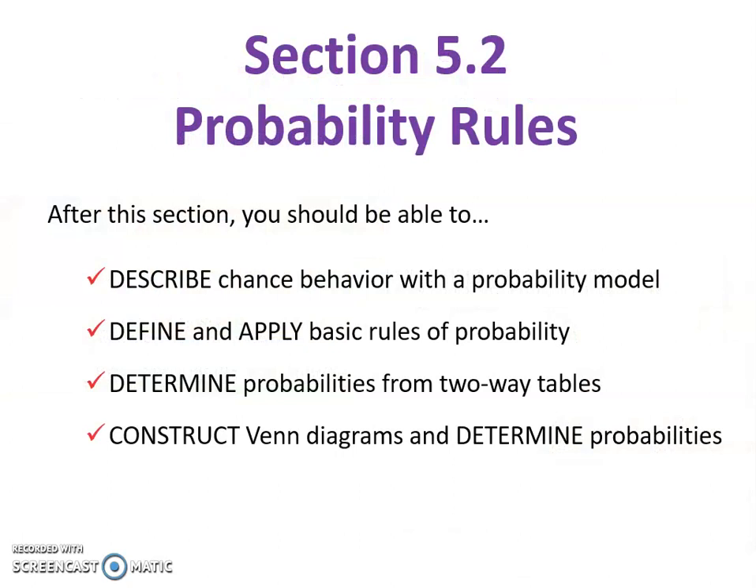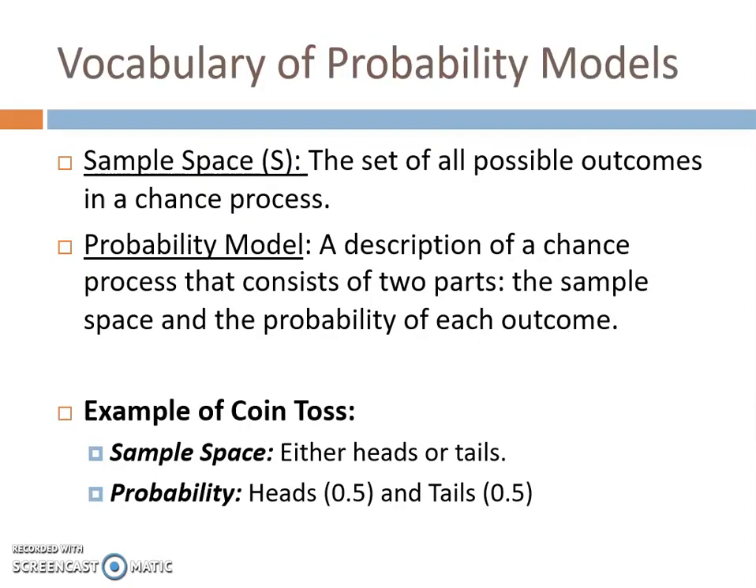In this section, we're going to be able to describe chance behavior with something called a probability model. We're going to be able to define and apply some basic rules of probability. These are rules you probably know from previous courses, but it's good to review them. We're going to look at some probabilities from two-way tables, and then also constructing Venn diagrams and determining probabilities from them.